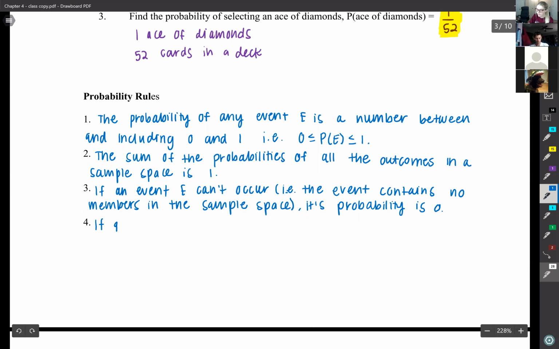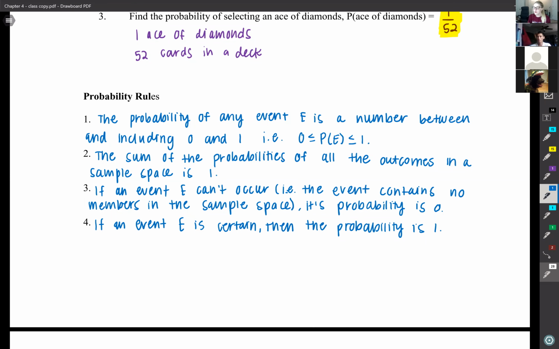Lastly, if an event E is certain, then the probability is 1. So this is just kind of like the opposite of rule number 3. If something is certain to happen, you would say it has a probability of 1. So if you are rolling a die and I say, what's the probability you get a number 1 through 6? That would be 1, because you will roll something 1 through 6.